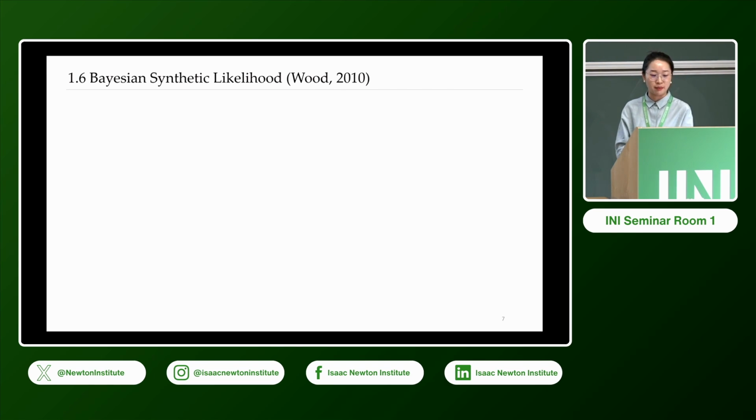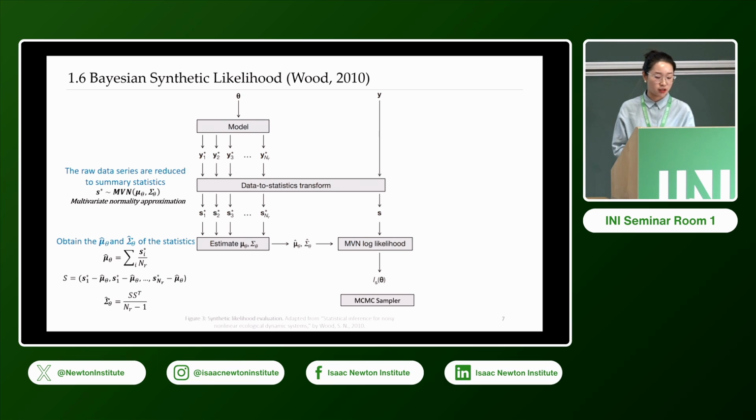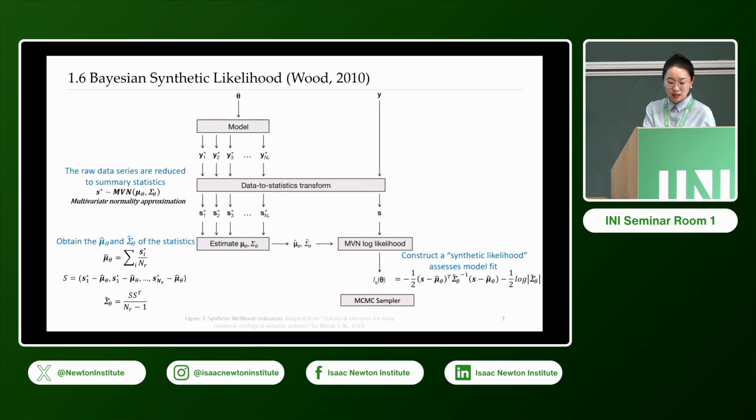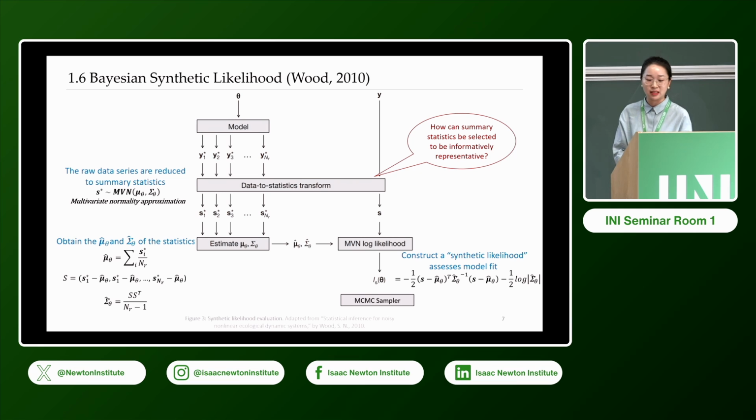Now let's move on to talk about the Bayesian synthetic likelihood method, which was introduced by Simon Wood in 2010. In this method, the synthetic data is generated from the model and condensed to summary statistics, and we assume the summary statistics follow a multivariate normal distribution. By simulation, we can estimate the parameters mu and the covariance matrix, facilitating the construction of a synthetic likelihood for evaluating the model fit. The likelihood can also be explored using MCMC sampling. Inspired by this work, there are a few questions we would like to ask. One is, how can the summary statistics be selected to be informatively representative? And are there more efficient ways of exploring the likelihood?